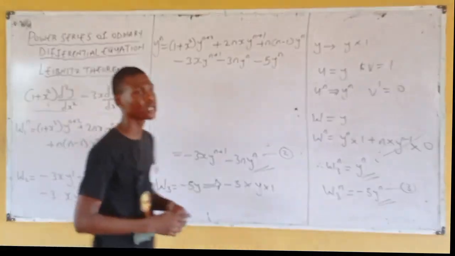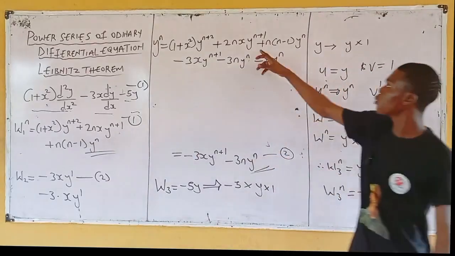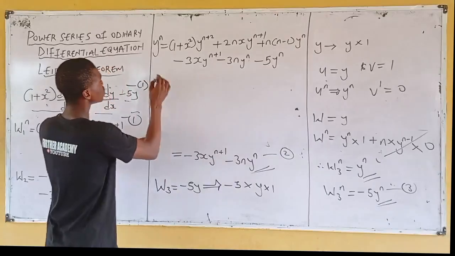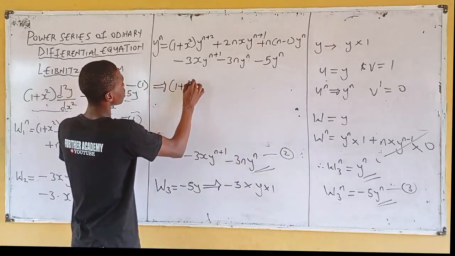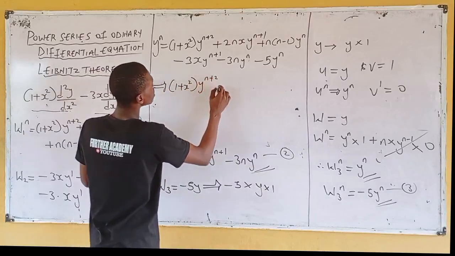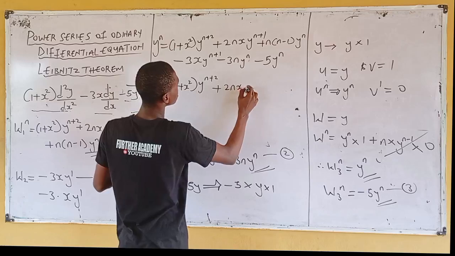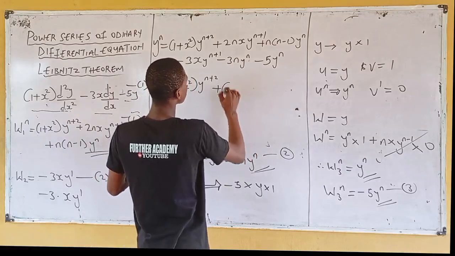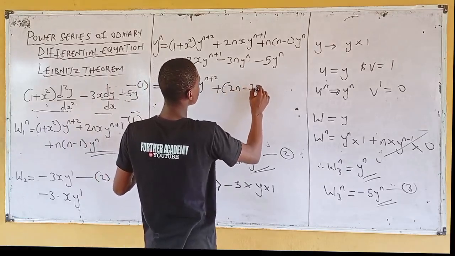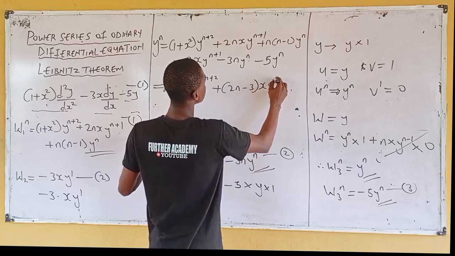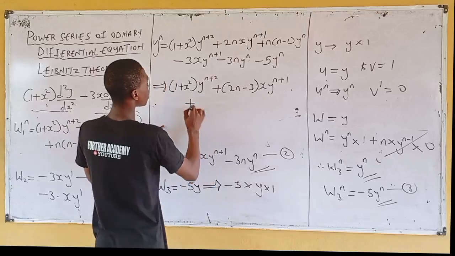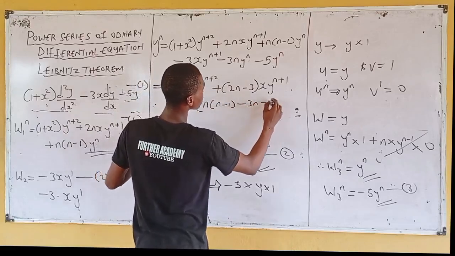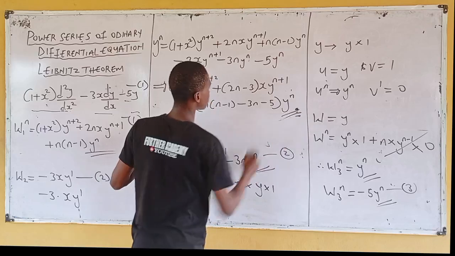So let's collect like terms. Is it possible for us to collect like terms? We are having y raised to the power of n plus 1 in both places, meaning y raised to the power of n plus 1 is common. So this implies 1 plus x squared multiplying y raised to the power of n plus 2, plus 2nx minus 3x multiplying y raised to the power of n plus 1, plus all into bracket n, n minus 1 minus 3n, minus 5, all multiplying y raised to the power of n.